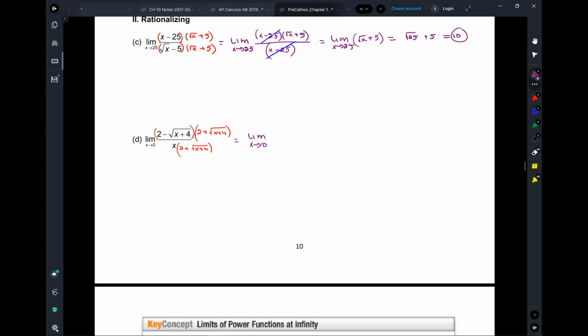Okay, so this is the limit as x approaches 0 of, the top is where I have the conjugates, right? So it has to be the square of the first term, 4, minus the square of the second term, x plus 4, over x times (2 plus root x plus 4).